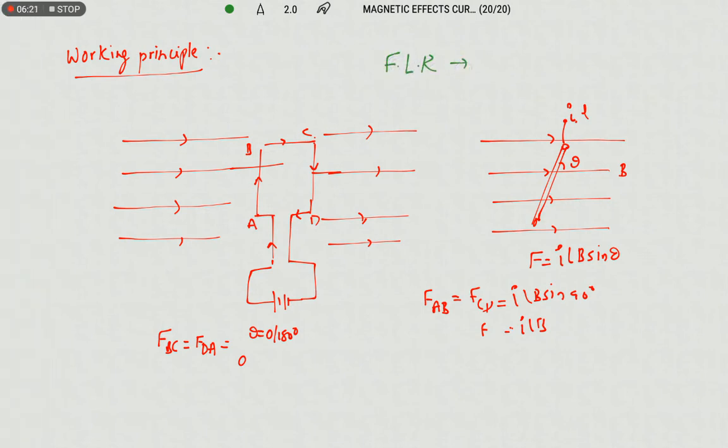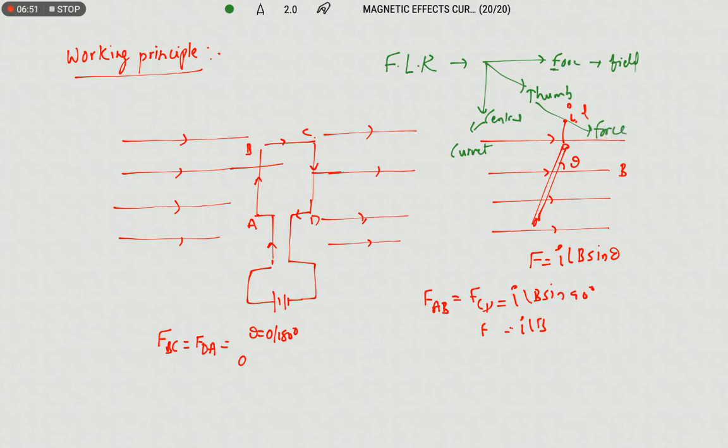When we stretch our forefinger, central finger and thumb mutually perpendicular to each other, the forefinger we have to place in the direction of magnetic field and the central finger we need to place in the direction of current, and the direction of the thumb gives the force acting on the conductor.